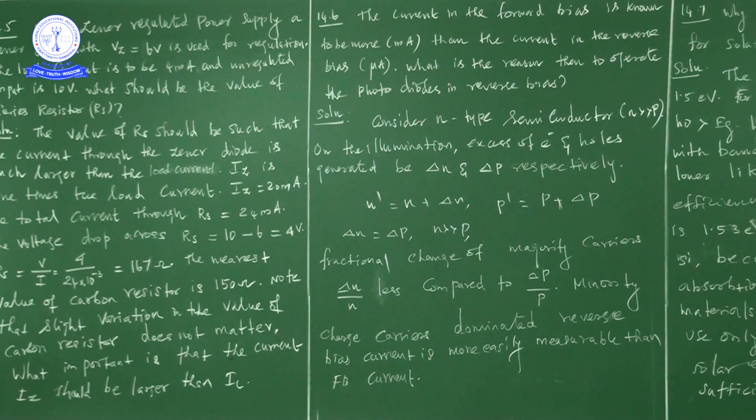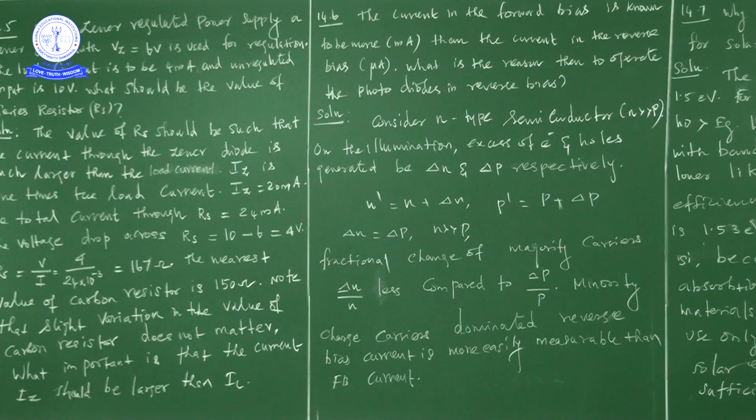Why is forward bias current in milliampere and reverse bias current in microampere? Because in forward bias the current conduction is due to the majority carriers, and in reverse bias it is due to the minority carriers. Majority carriers are a maximum number of ions, so the current is in milliampere, while minority carriers are a minimum number of ions, so the current is in microampere.